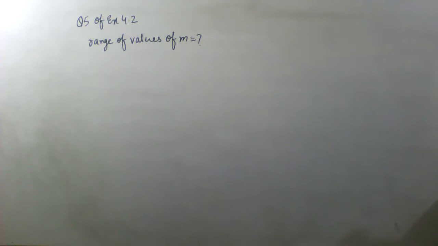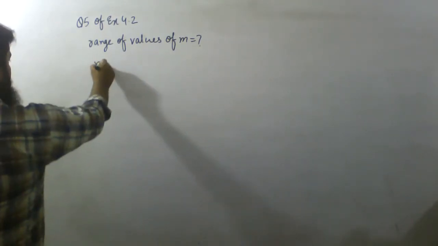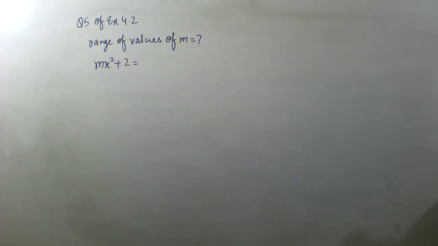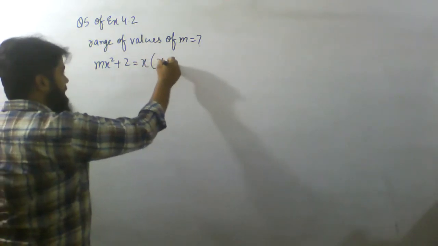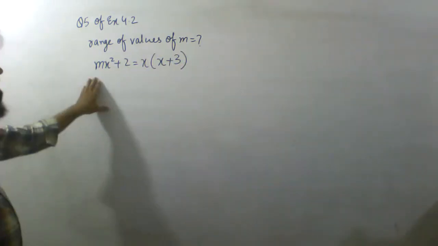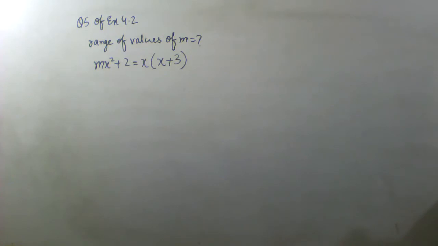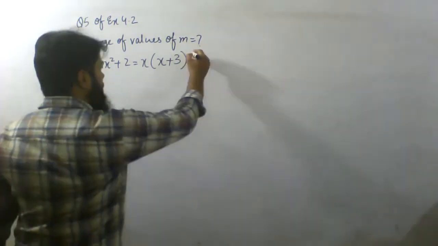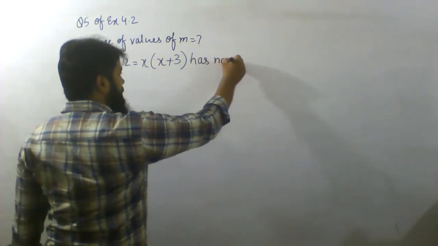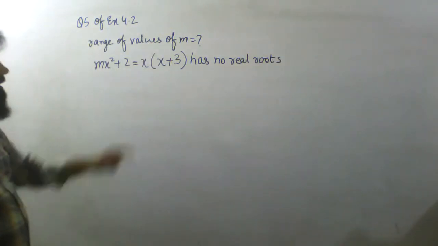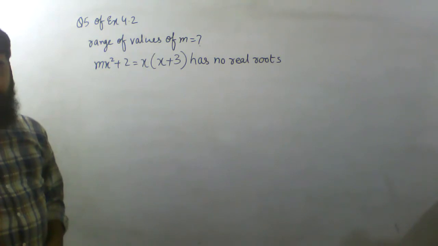When the roots of equation, now an equation is given to me: mx square plus 2 equals to x into x plus 3. This is the equation given to me. And they are saying that this thing has no real roots. I have to find the value of m. How will I find it?